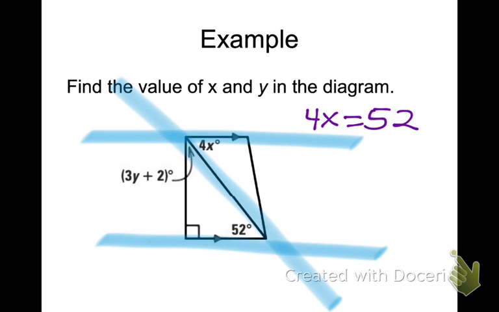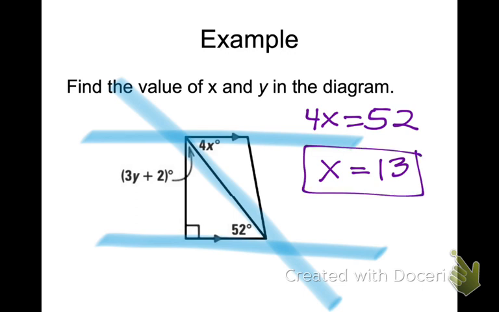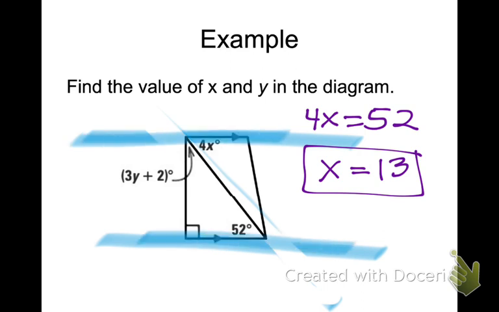So what does that get us? 4 goes into 52 thirteen times. X is equal to 13. Then how can we get the y? Not a linear pair. Colin, what are you thinking? Owen? Oh, you can set 3y plus 2 plus 52 equal to 180.